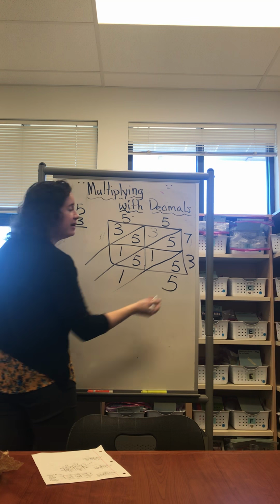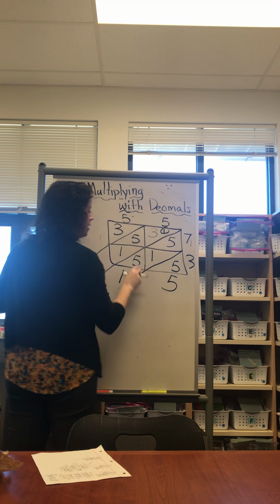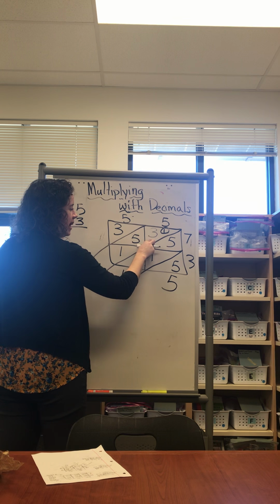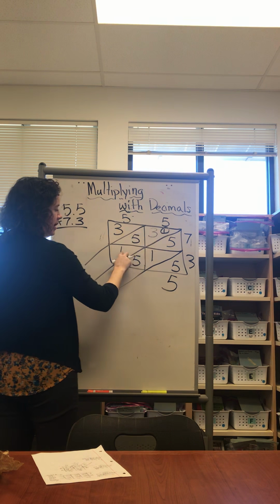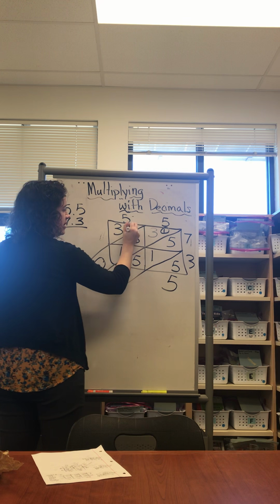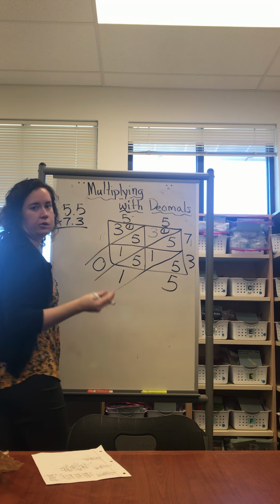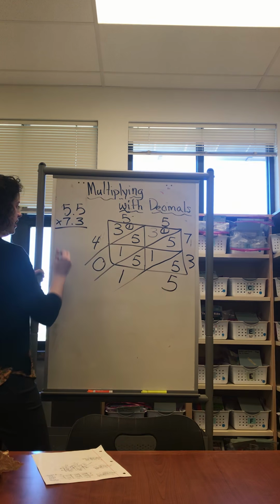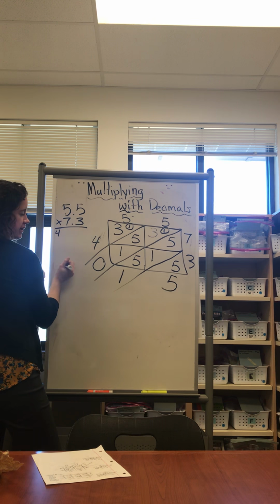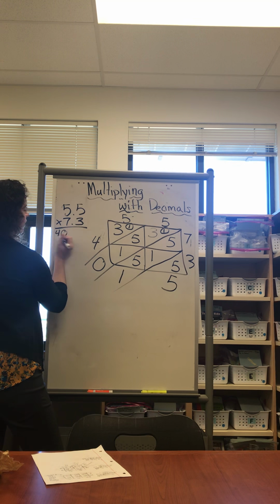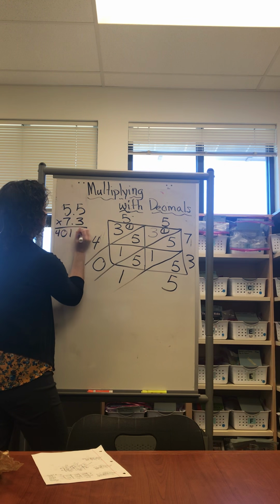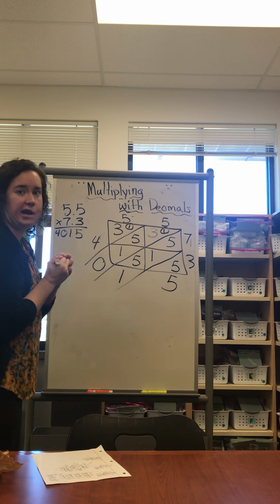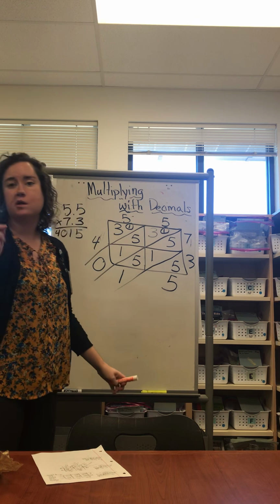And because it's 11, I have to carry that 1 up here. So 5 plus 3 is 8, 9, and 10. Ooh, I have to carry again. Always circle the ones I carry so I remember. 3 plus 1 is 4. So my answer is 4,015.